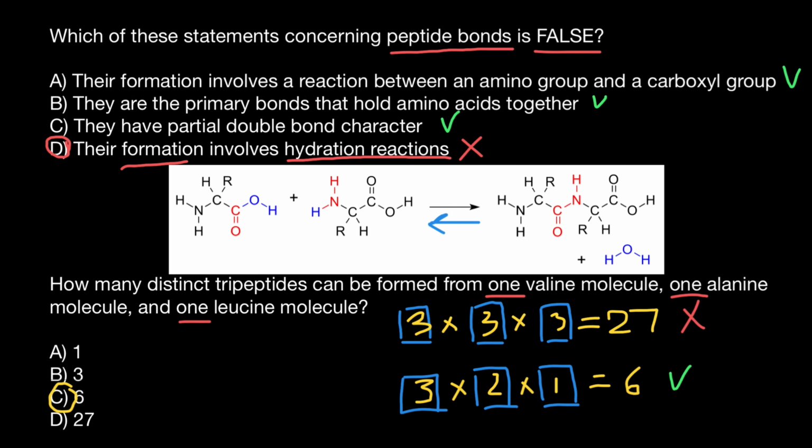This variant of the answer is correct when we have only 1 molecule of each amino acid, and we can get 6. But if we have an unlimited supply of each of these amino acids, or at least 3 molecules of each amino acid, then the number of combinations is going to be 27. But again, according to our problem, we have only 1 molecule of each kind. So only 6 variants are possible here.